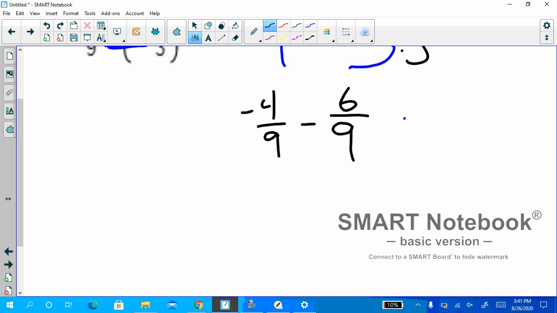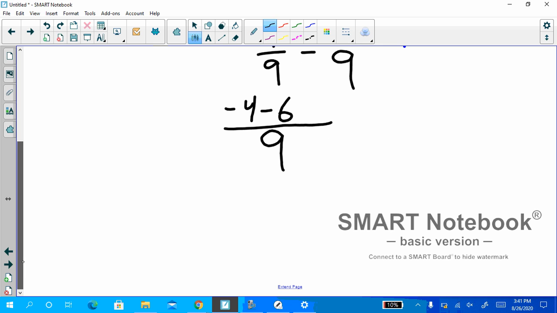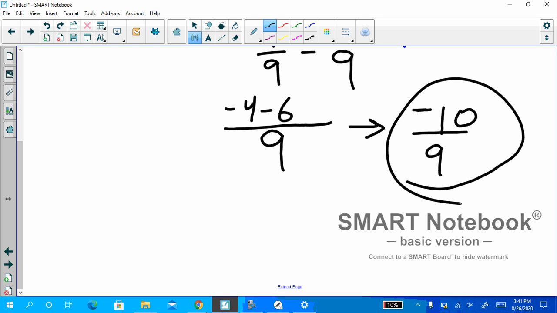Since those fractions have the same number on bottom, we keep that number, and then we combine the top. -4 minus 6, so keep the 9. Those signs are the same, so we add the digits, 4 and 6, added make 10, take the sign of the 6. And we can leave that as an improper fraction. We don't have to convert that to a mixed number. That is fine like that.